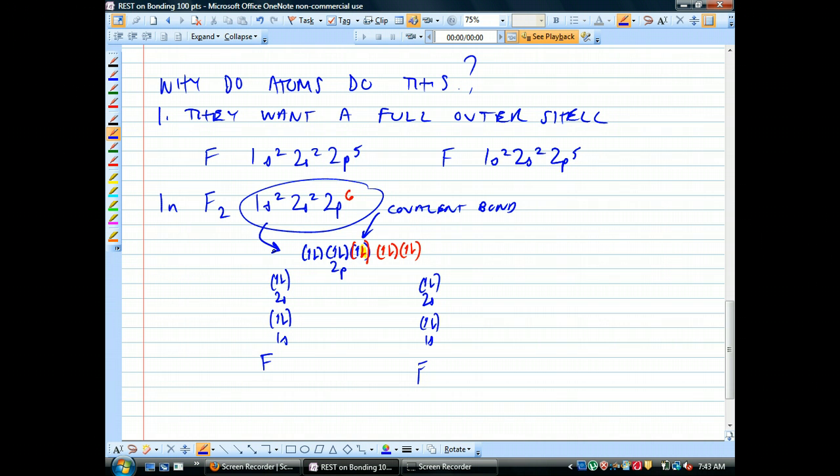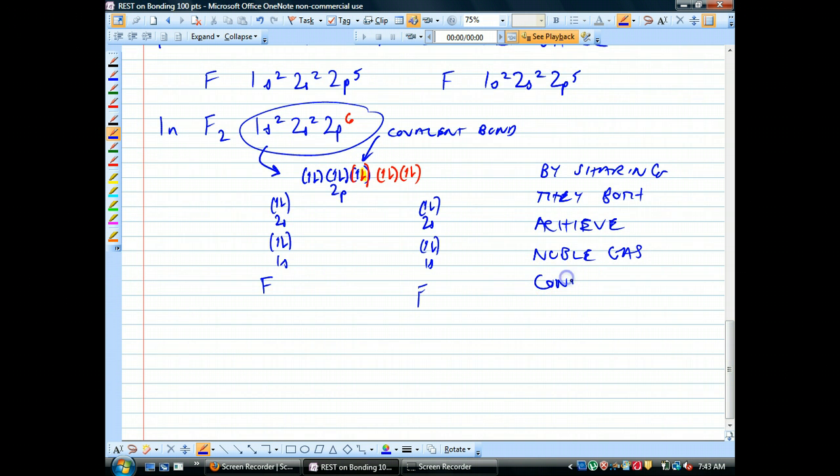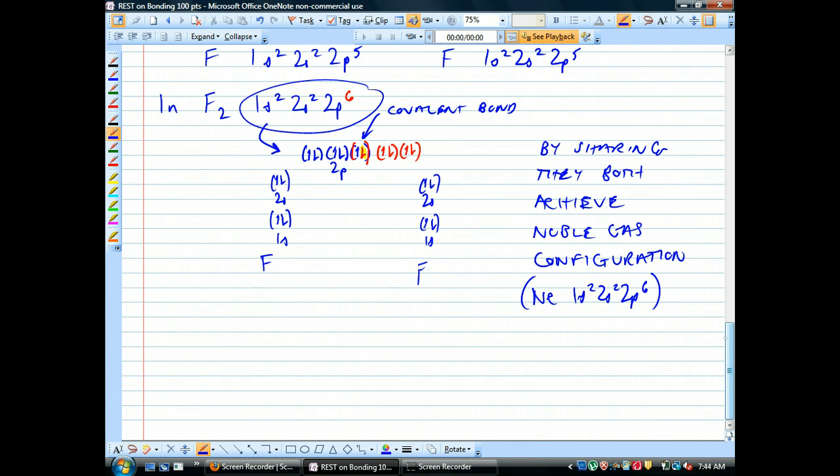So by sharing, they both achieve noble gas configuration. In this case, they're like neon. Neon is 1s2, 2s2, 2p6, which is very stable. That's the way we usually say it, right? We say this is a very stable configuration, so this is why it happens. They do it to get a full outer shell.